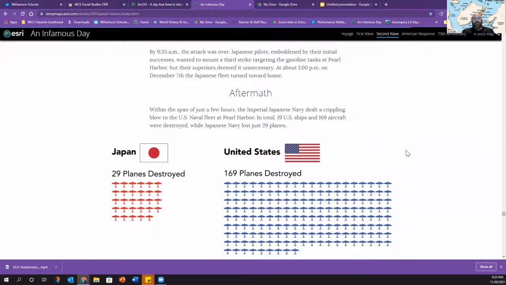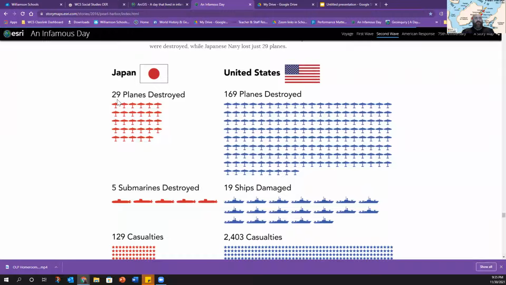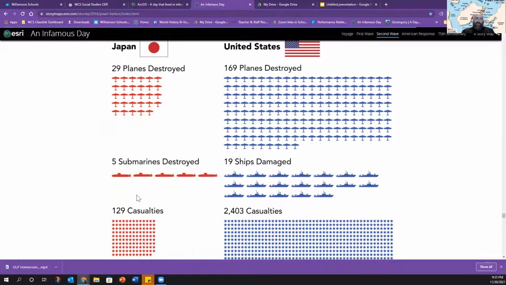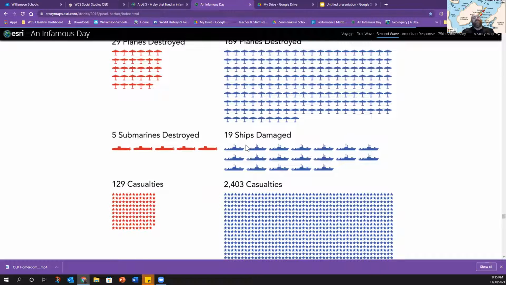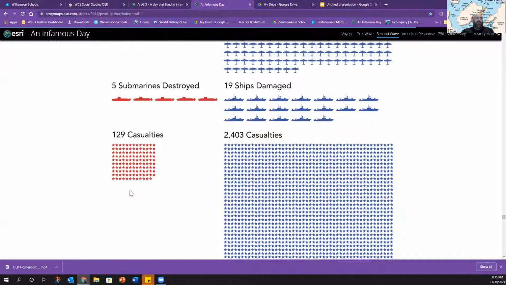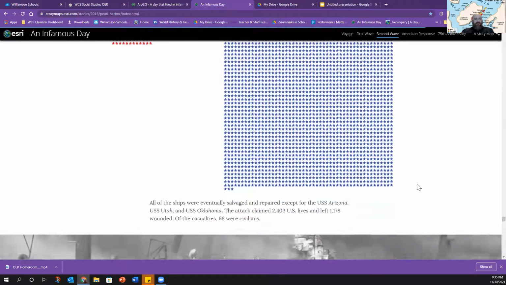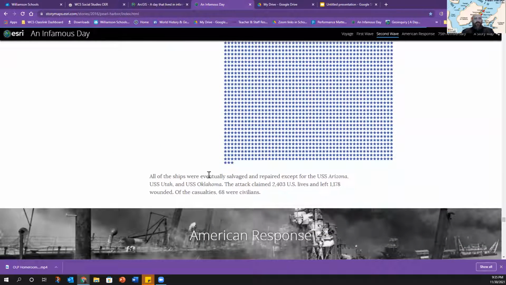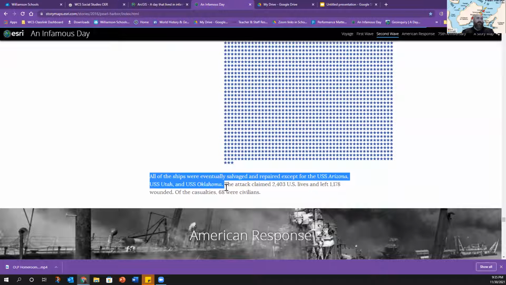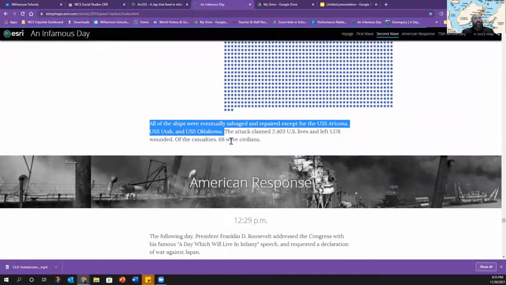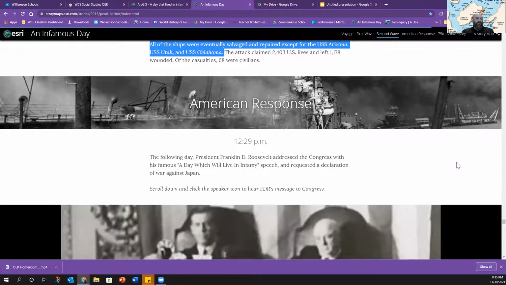All right, so what are the results here? What's the aftermath? Japan loses 29 planes. The US loses 169. Japan loses all 5 subs. 19 ships of the fleet are damaged. Japan suffers 129 casualties, the US 2,403. But all of the ships were eventually salvaged and repaired, except the Arizona, which is said to still be on the bottom there leaking. So 2,400 lives claimed, and 1,178 wounded.